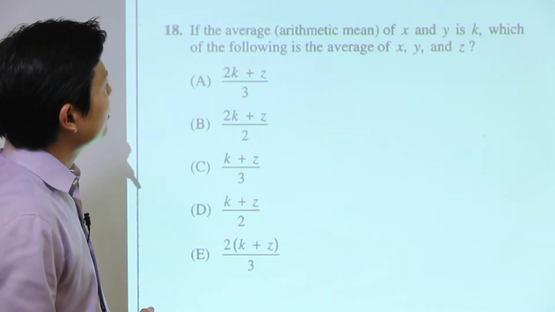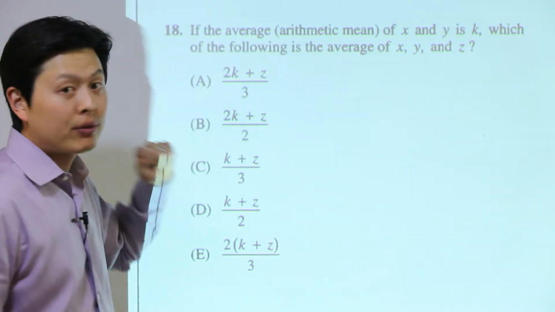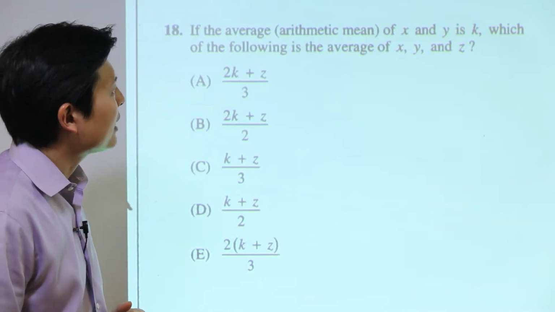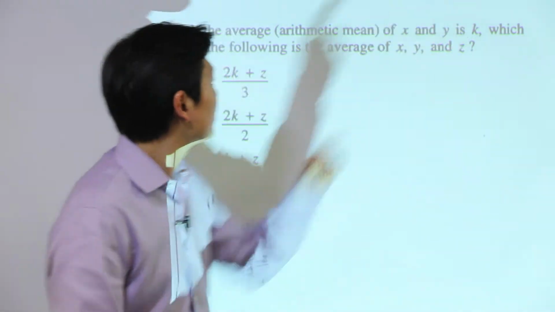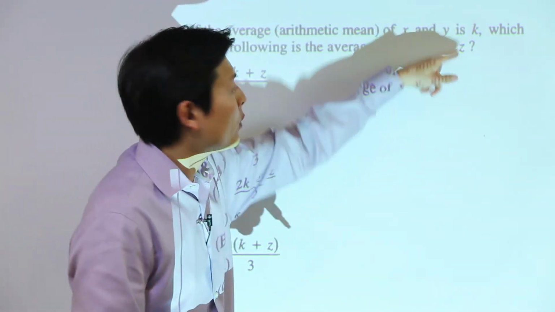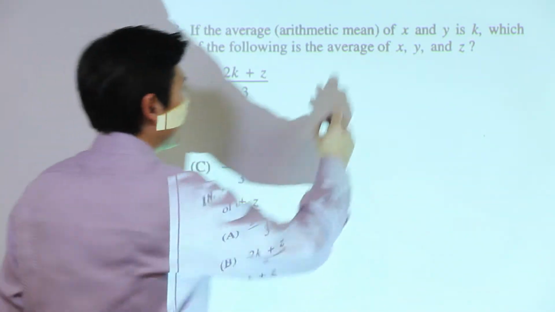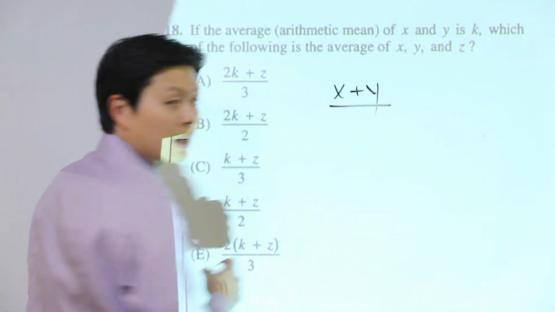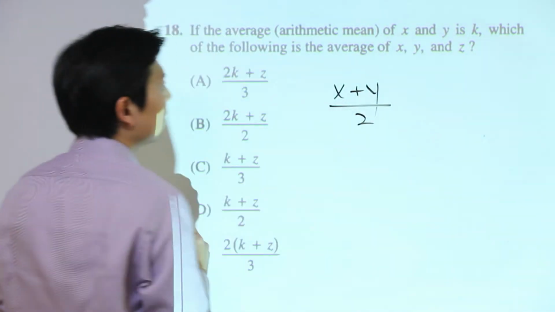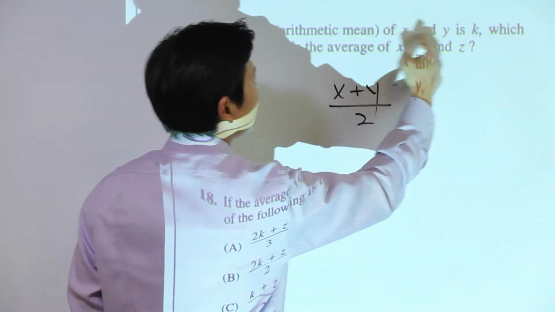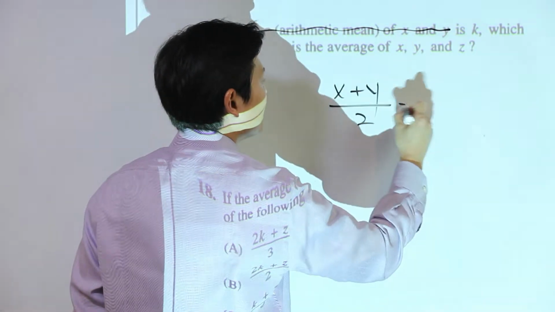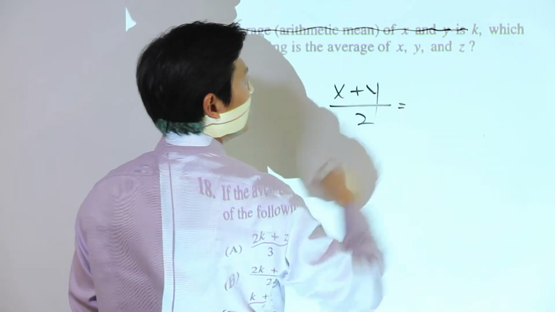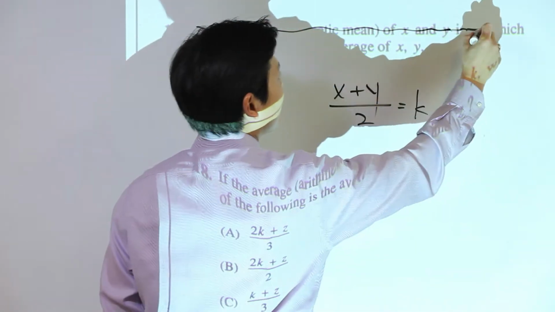If the average, again, arithmetic mean is the same thing as average. If the average of x and y is k, how do we take notes on this first statement? The average of what? X and y. How do we write the average of x and y? It's x plus y divided by the number of items, 2, right? And that is the average of x and y. So this part I already wrote. And that is the equal sign. So I got that. K is equal to k.